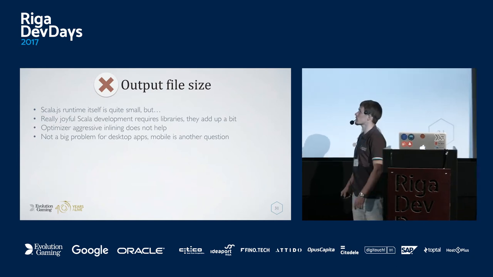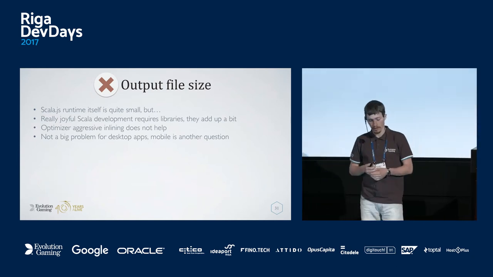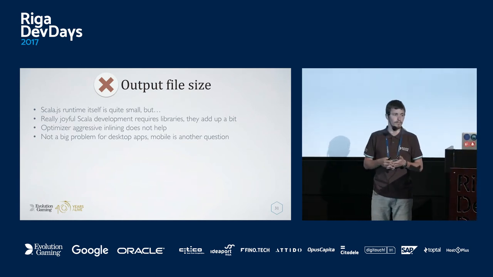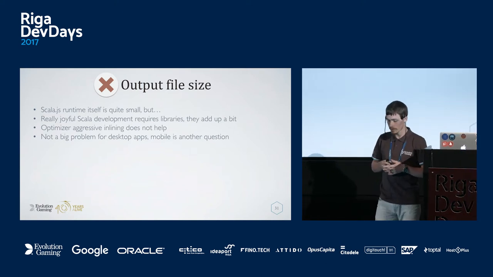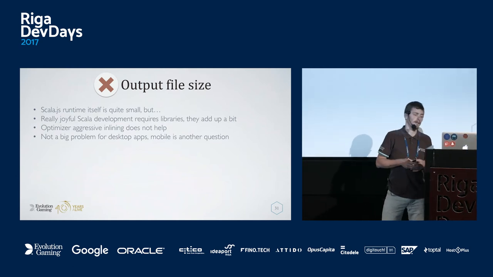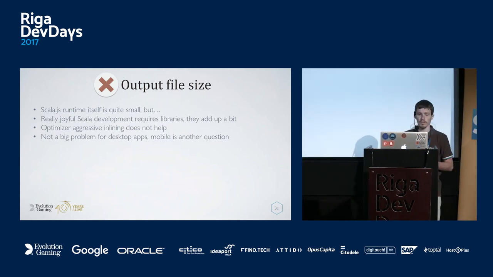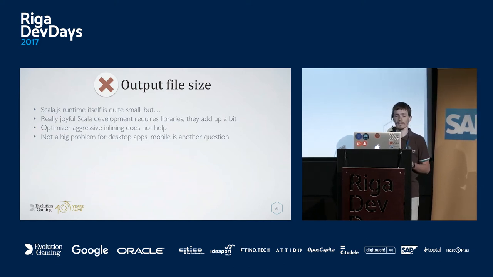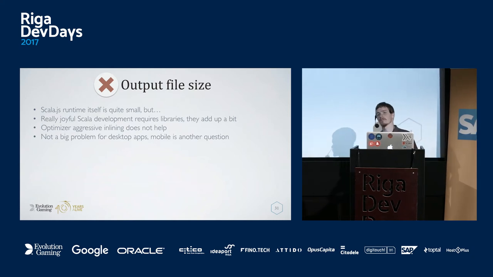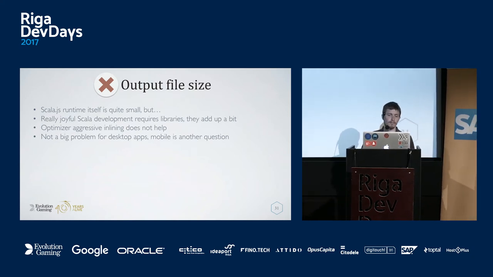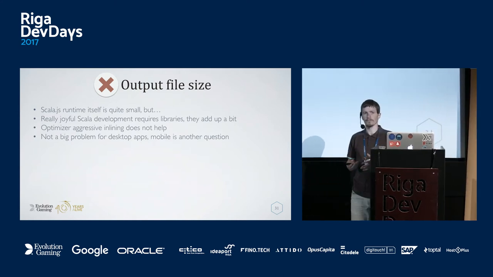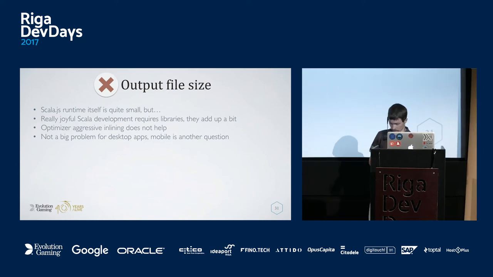Output file size is another problem. The runtime is quite small, so 100 kilobytes is not really fearful, but really joyful development comes with libraries, and libraries add up. The optimizer also does some inlining so that your code runs really fast, and this also enlarges the file. This is not a big problem for desktop apps. Nobody is afraid of several megabytes on desktop, but for mobile this can be another question.